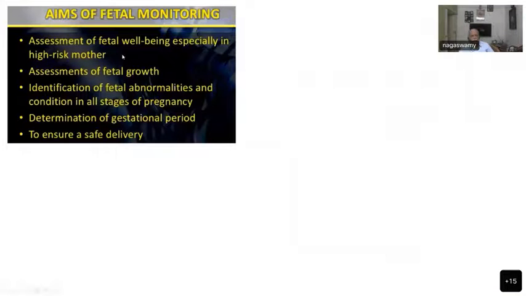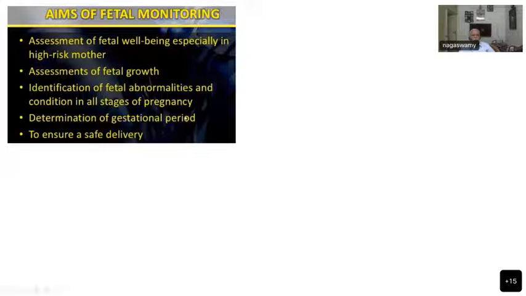So what are the aims of fetal monitoring? Assessment of fetal well-being, especially in high-risk mothers: mother with diabetes, mother with hypertension, mother with preeclampsia. In those, fetal monitoring has a very important role to play. It is also required for assessing how fast the fetus is growing, whether it is growing normally or whether there is intrauterine growth retardation. Then identification of any fetal abnormalities, whether there is anencephaly or any severe cardiac ailment, then you can consider termination at a very early stage itself. That also comes under fetal monitoring.